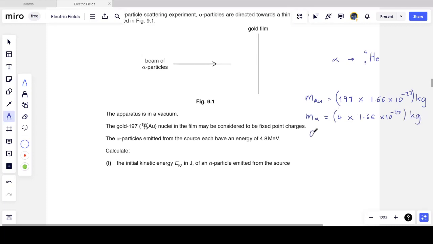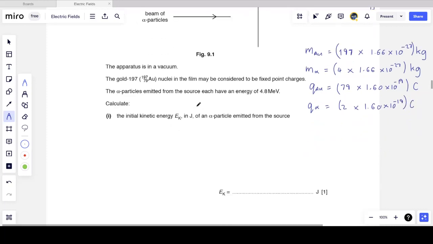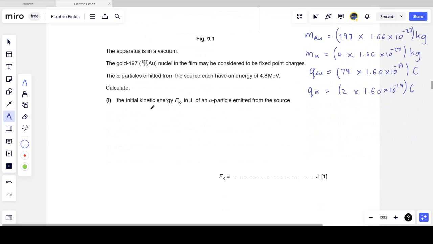And the charge of a gold nucleus, probably going to need this at some point, the charge of a gold nucleus is the number of protons it has, which is 79 times the elementary charge, 1.6 times 10 to the minus 19, and that will give me a value in coulombs. And similarly, the charge of an alpha particle is 2 protons, so 2 times 1.6 times 10 to the minus 19 coulombs. Now, I don't really need that for the first question, but it's good to have that information on hand, at least on the top of my head. I don't need to write it down.